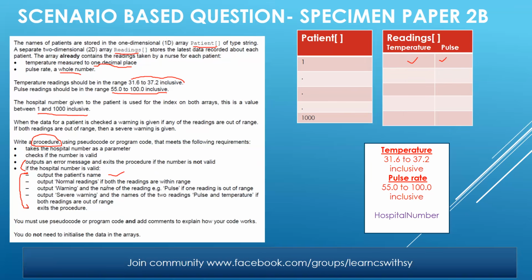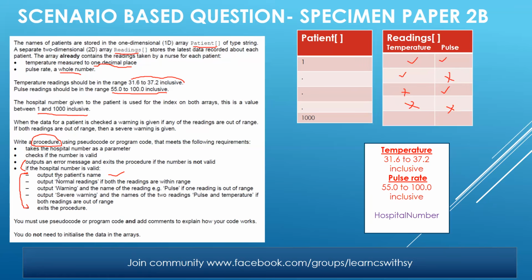Output warning and the name of the reading, for example, pulse, if one reading is out of range. Now, this is your situation 2. Temperature is correct and pulse is incorrect. And situation 3 is temperature is not correct while pulse is correct. And situation number 4 is they both are not in range. So this is what we need to work on, that we first of all have to, in case the hospital number is a valid number, then we are going to check the readings.